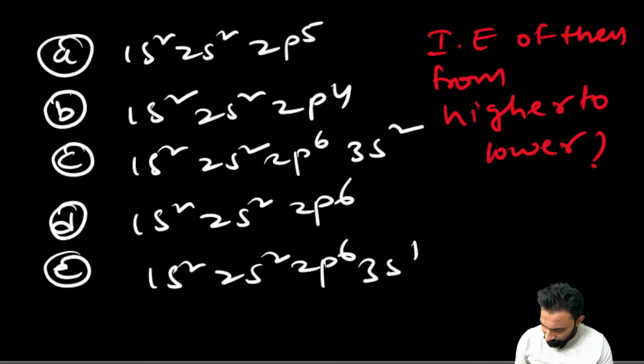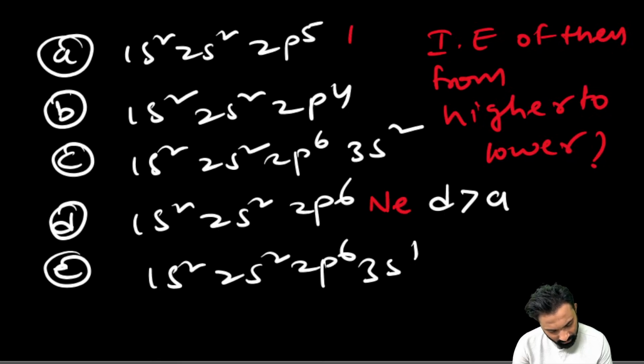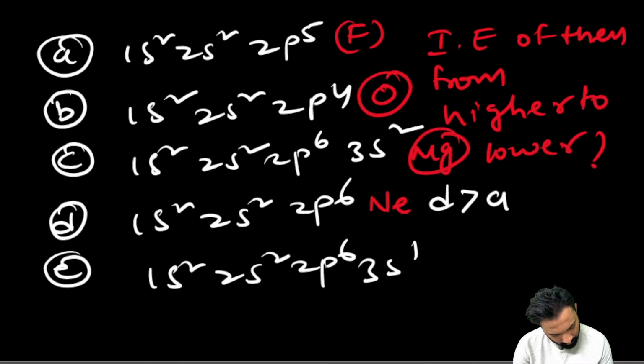D, A, B, C, E. Some of you are saying D greater than A greater than... D is nothing but neon. A is nothing but fluorine. B is nothing but oxygen. C is nothing but magnesium. And E is nothing but sodium.